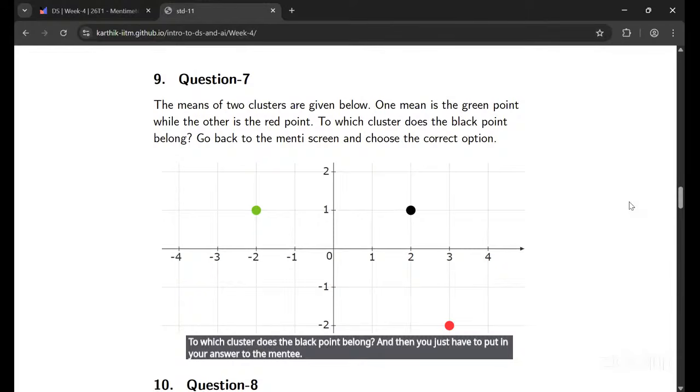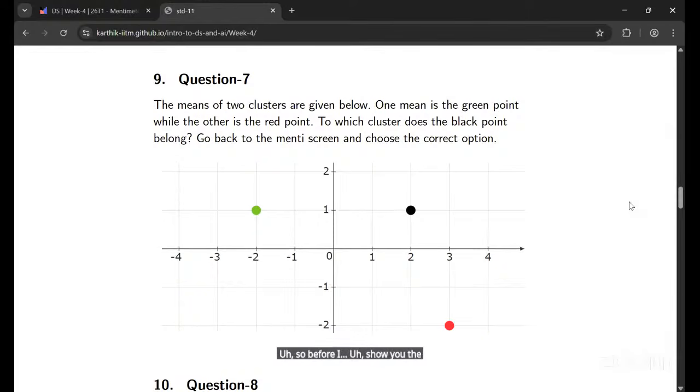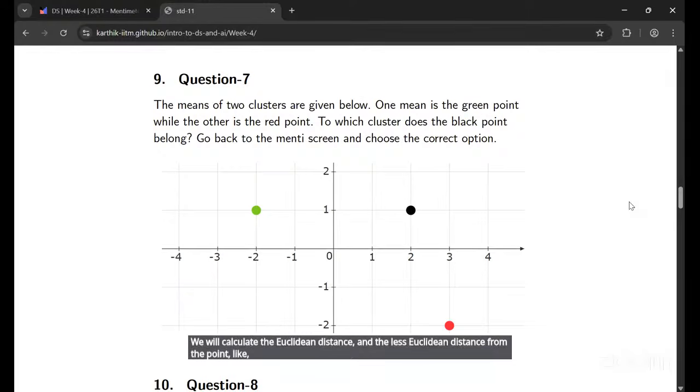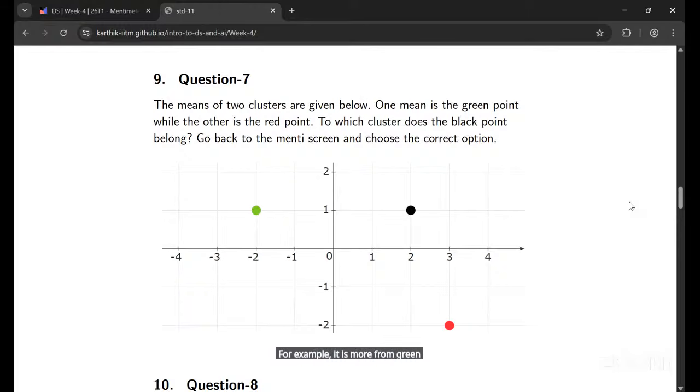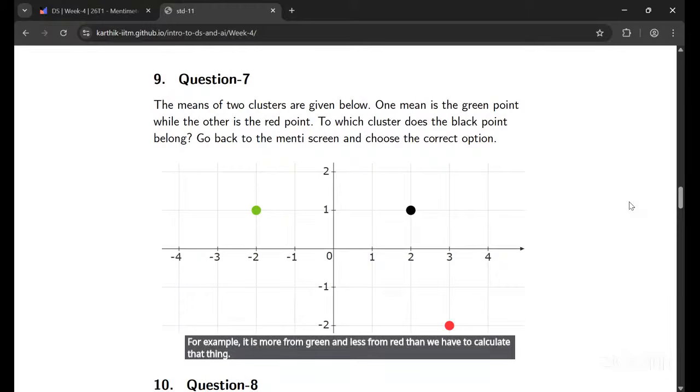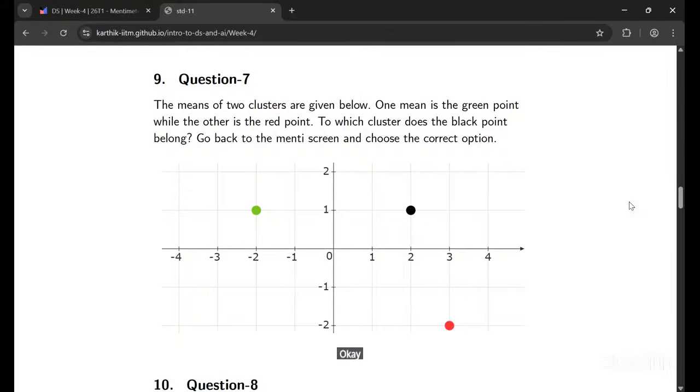So before I show you the screen again, could anyone comment here how you will find the right answer? Ma'am, we'll calculate the Euclidean distance and the less Euclidean distance from the point. Like, for example, if it is more from green and less from red, then we have to calculate that thing. Okay. And what does this green and red represent? They are the data points, cluster centers maybe. Correct, correct.